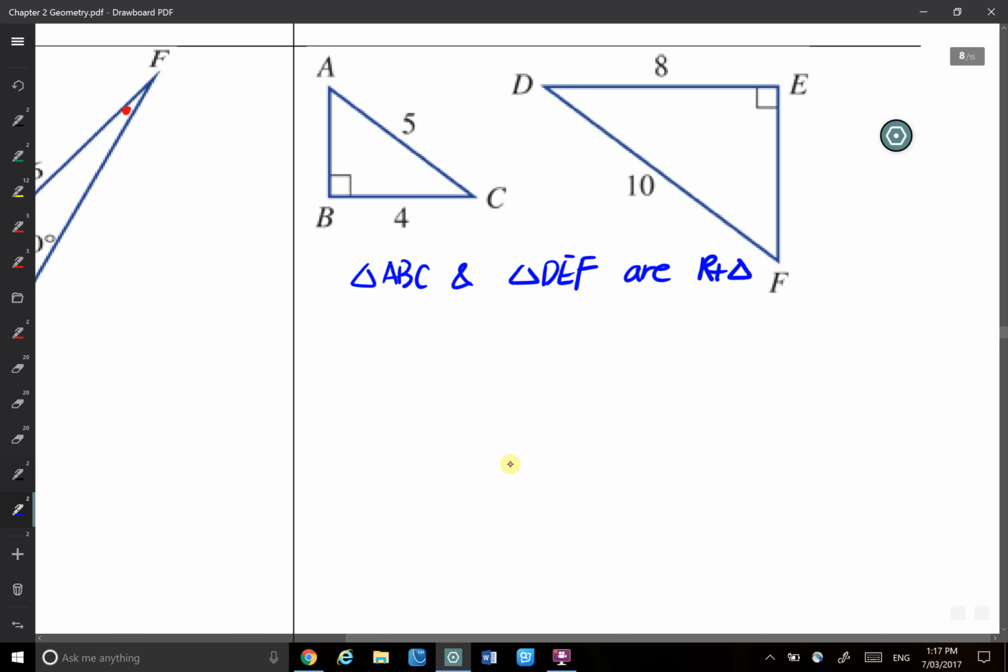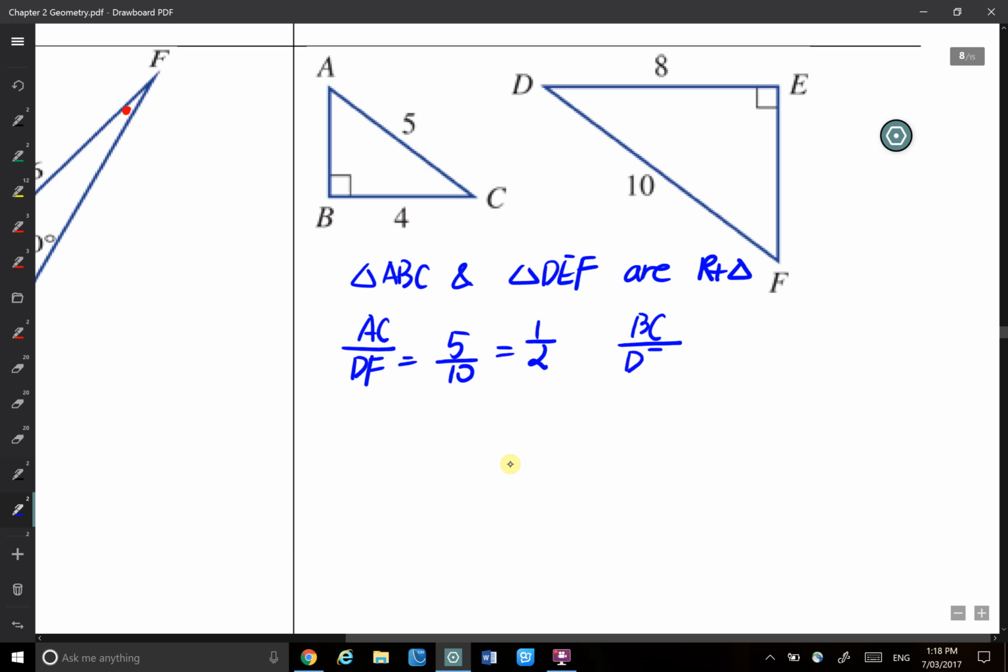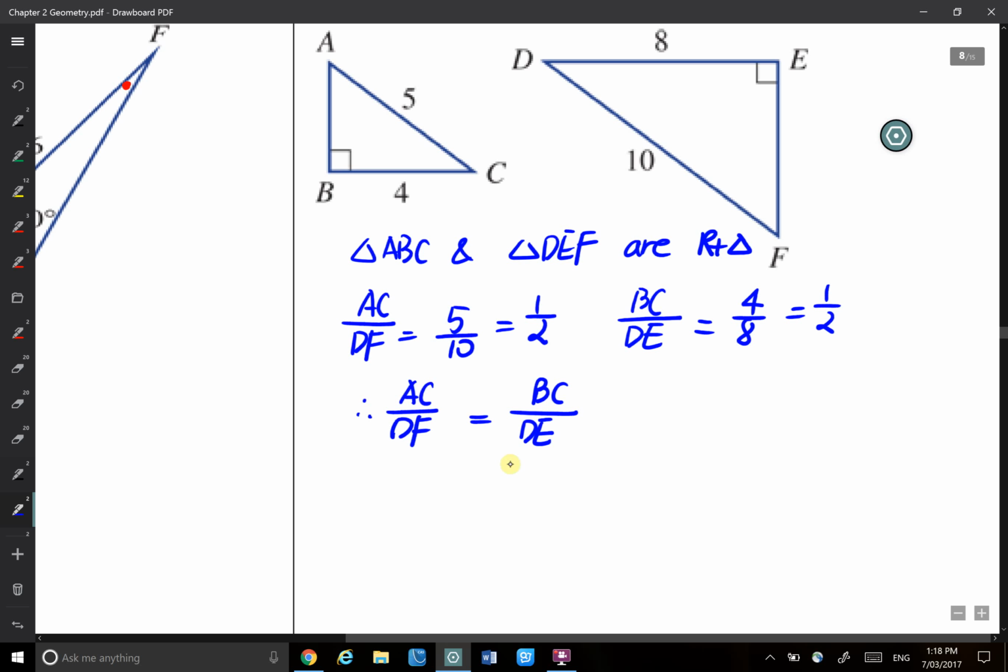Okay, so you have AC over DF equals 5/10, and that gives you a half. And then the other side lengths, BC over DE equals 4/8, and that is 1/2 as well. So you will say AC over DF is the same as BC over DE. So the conclusion will be triangle ABC is similar to the triangle.